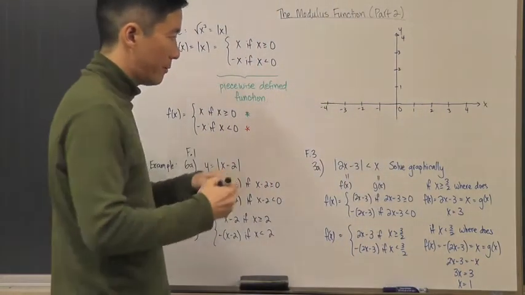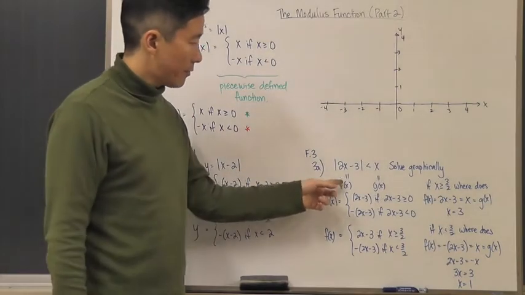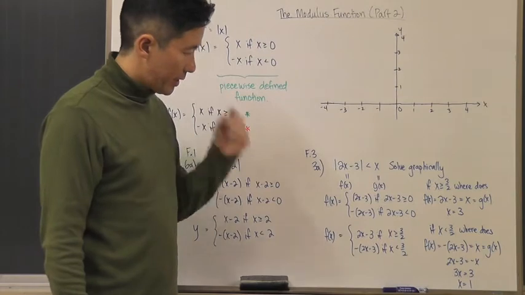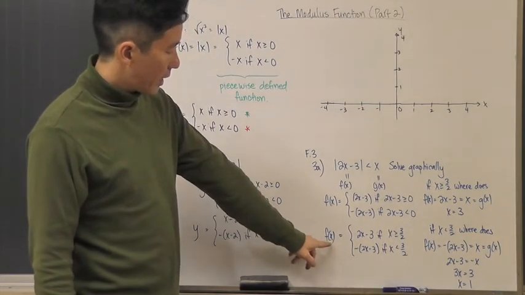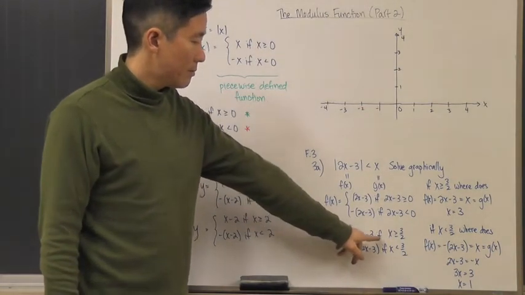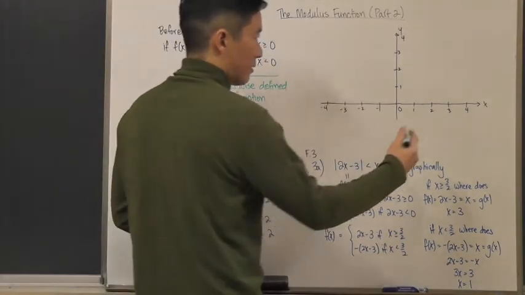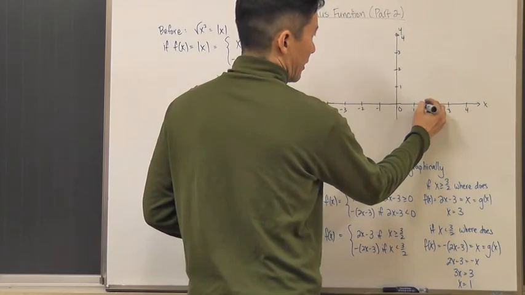Okay, I've done some of the preliminary work here. I've taken f of x is equal to the absolute value of 2x minus 3, and I've written it as a piecewise defined function. So I know that f of x is going to be equal to 2x minus 3 if x is greater than or equal to 3 halves. Okay, so here's where 3 halves is. It's 1 1/2. It's right there.